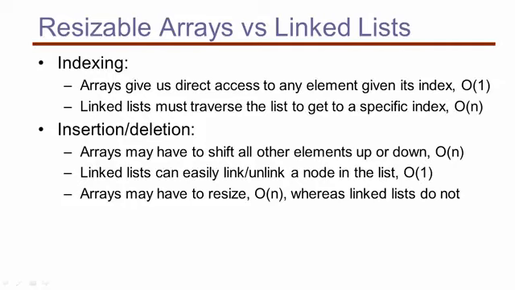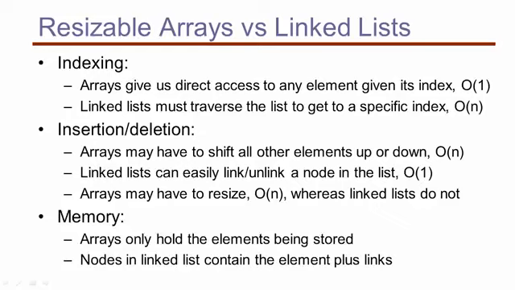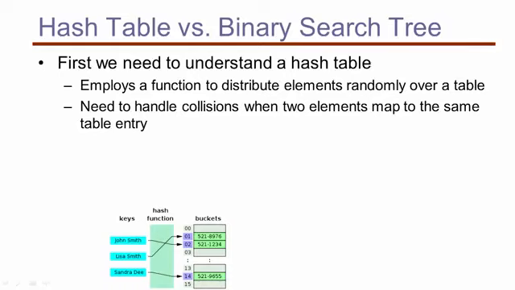Before continuing, it should be noted that adding new elements to the end of an array is quick and efficient, at least until it needs to be resized. And if we compare the memory requirements of the two, we see that arrays only need to store the actual elements, whereas a linked list must also use memory for the links in addition to the elements. Next, let's move on to hash tables and binary search trees.